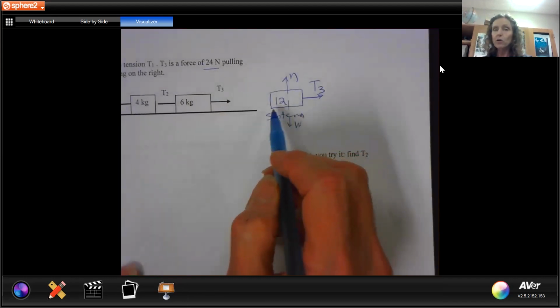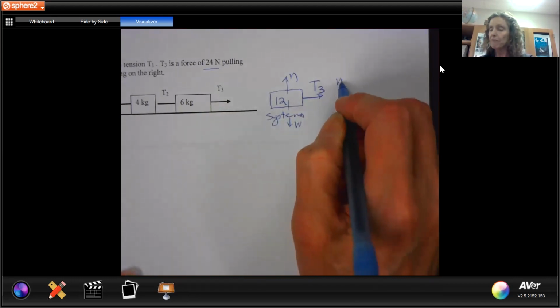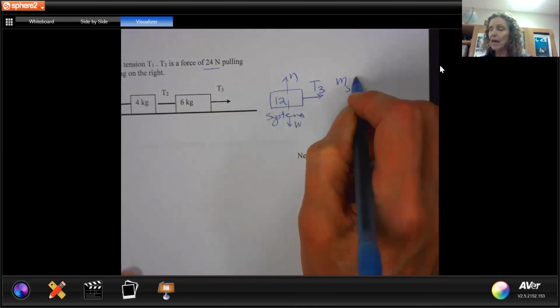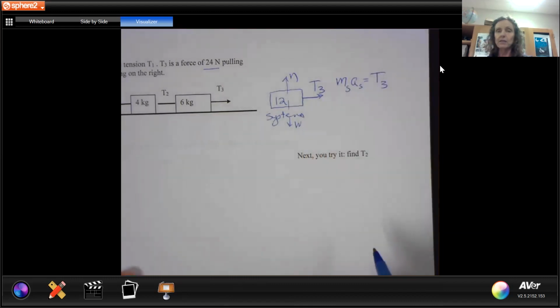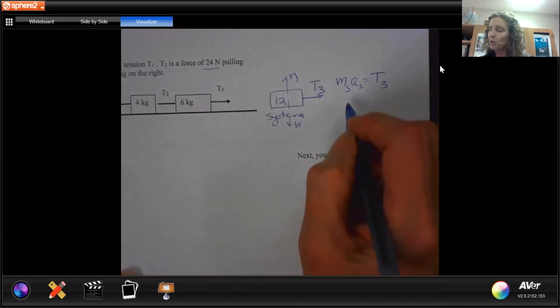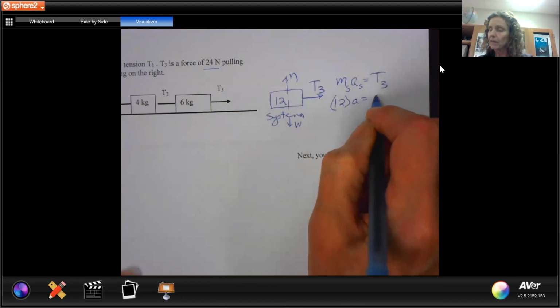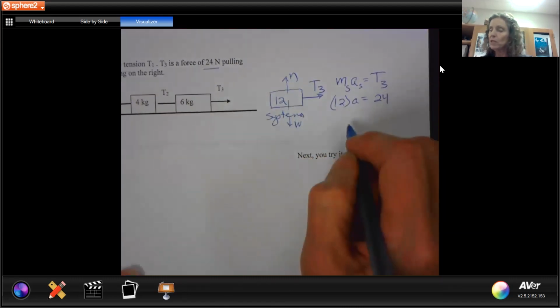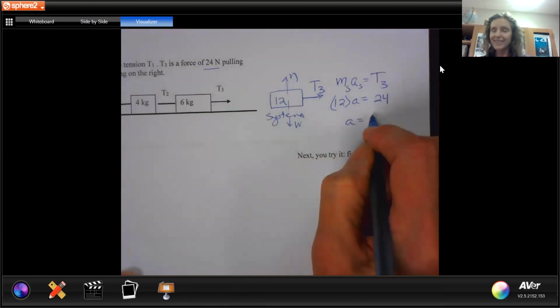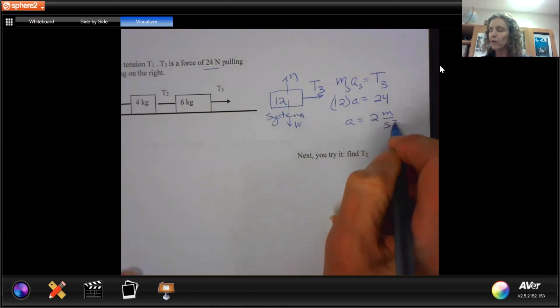So the only horizontal force is T3 because friction is negligible. So when I sum the forces, sigma F or M system A system, is just a very short list. It's T3. So if I put in my 12 kilograms, I can solve for A. There's the 24 newtons of tension I was given right there. So in this case, interestingly enough, just coincidence, I get another acceleration of 2 meters per second squared.